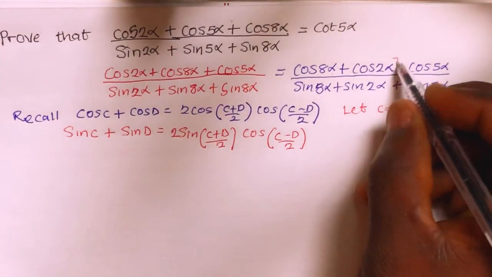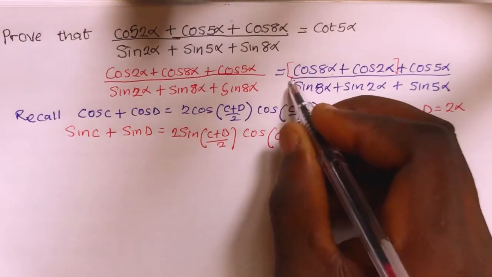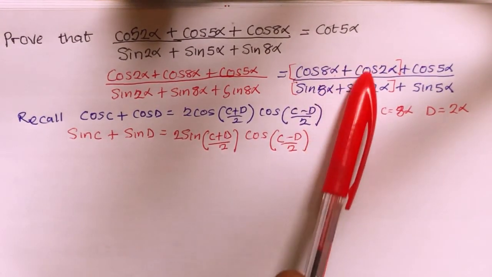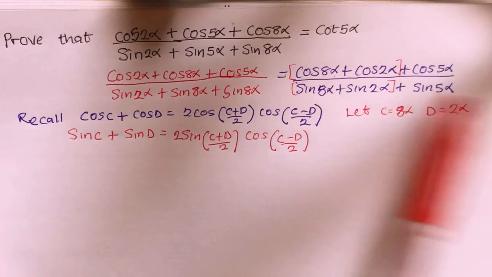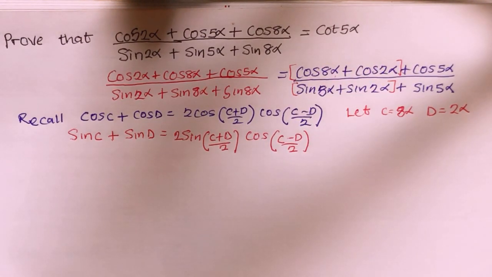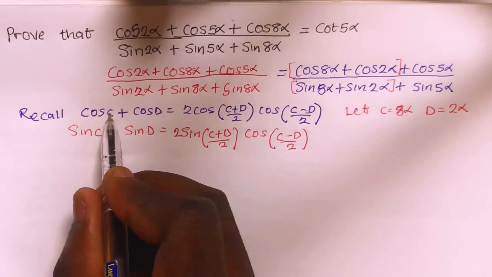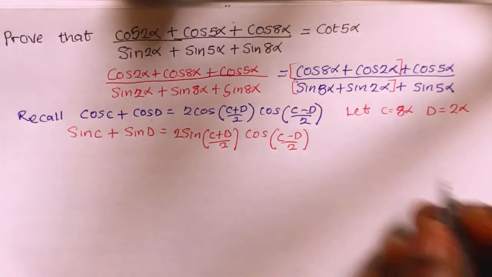Then put them inside a parenthesis. You are going to apply the identity on these two functions, both the one on top and the one downward. Then let's go ahead and apply. This is actually, what's my C now? You have 8 alpha here and you have 2 alpha here. Then go ahead and transform the question.